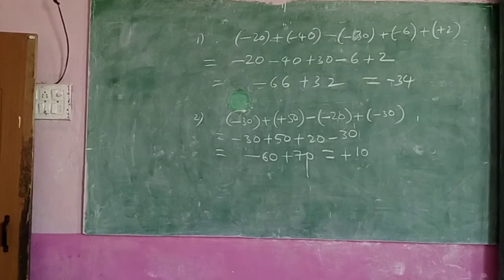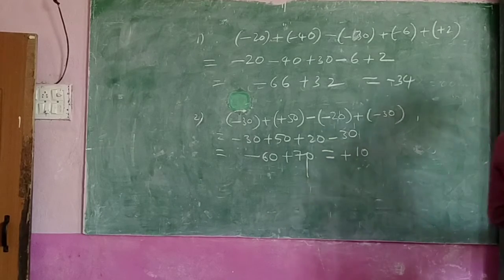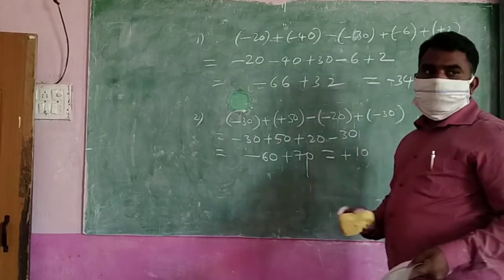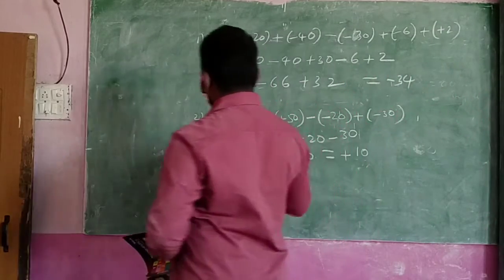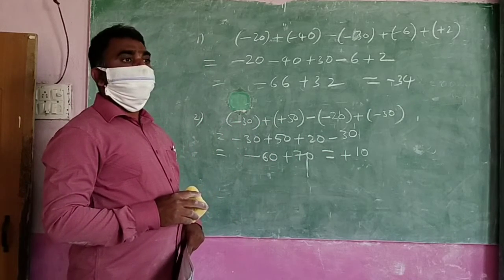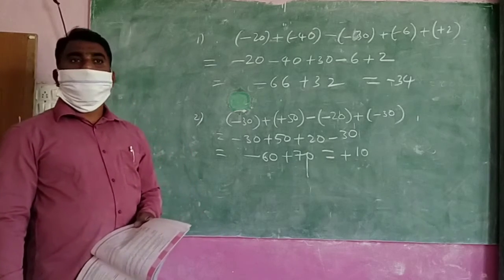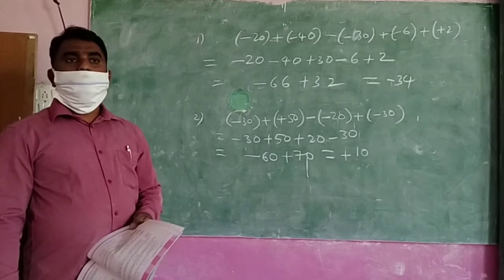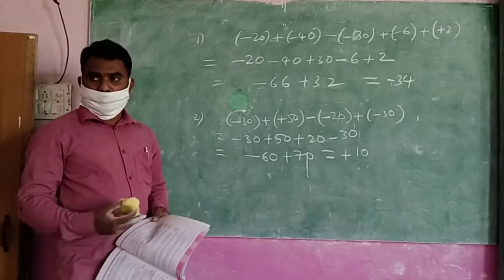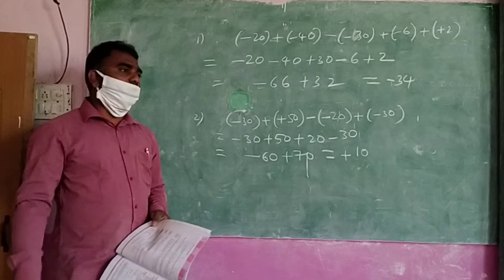Then take the textbook, page number 80, exercise 6.3. In 6.3 some problems are there. The first two bits are completed already. See the third bit, what is that? Find the sum of. Sum means what? Total. Total means not adding all numbers. Again this method you have to practice. What is our method? Up and down method only you have to take.